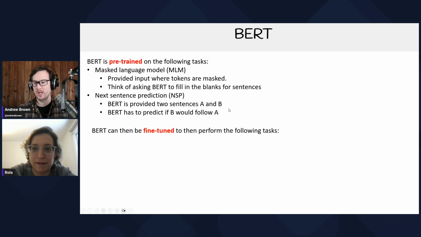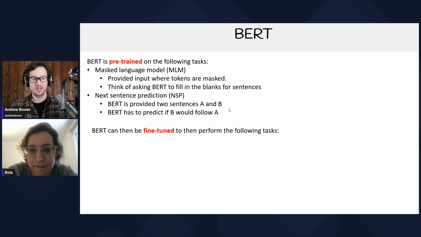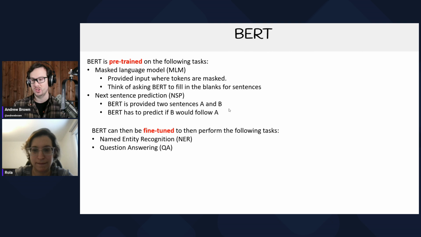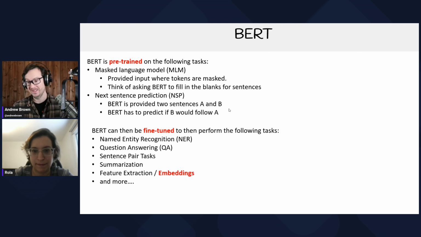So BERT can be fine tuned to perform the following tasks. Now, I only know BERT for one thing, and that's to use it for embeddings. I shouldn't say that because I did run BERT a few times in this GenAI Essentials course for different fine tuning, but I did not realize how broadly it could be applied. So we had named entity recognition, question and answering, sentence pair task, summarization, feature extraction, embeddings, and more. I actually have another example, I can't remember what it is, but it's on the next slide. So there are all these things that you can do for fine tuning.